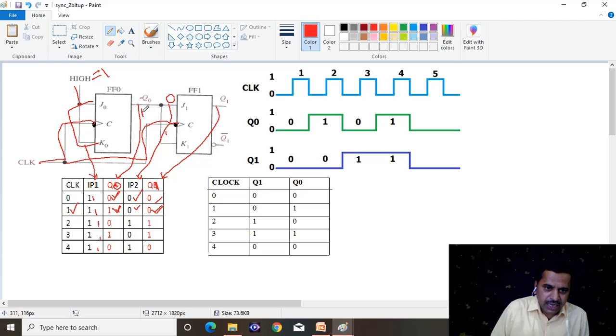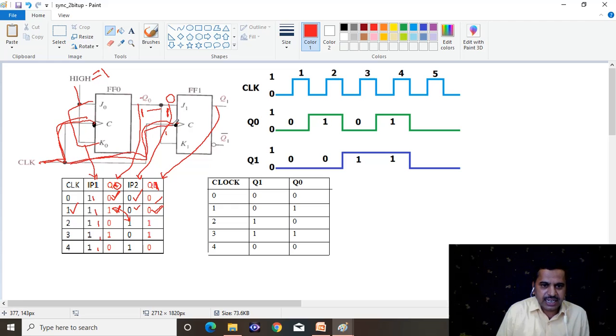Then when it is 1, the same input is applied here now. This 1 will come to the input here now. Now for the second flip-flop, what is the input now? It is 1.